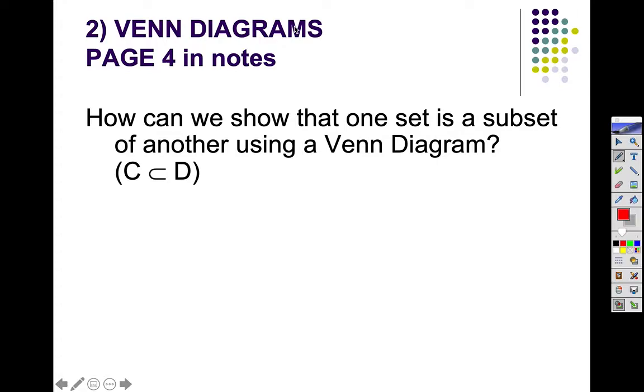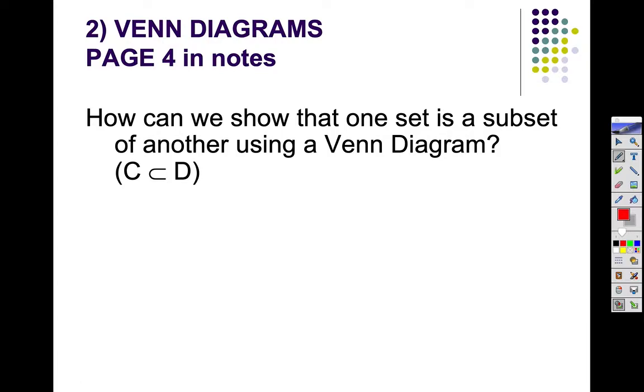So we're going to keep going. We've added some more vocabulary, but we're not really adding any new symbols today. You can see on the first one we're looking at a subset, which is not a new symbol, but we're going to see it on a Venn diagram. This is page 4 in the student note packet, so if you've been taking good notes in the packet, this is going to be on page 4. So how can we show that one set is a subset of another using a Venn diagram?